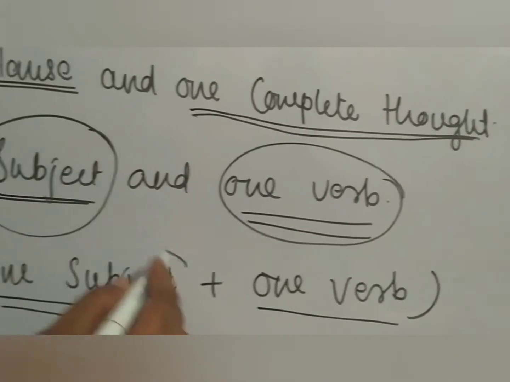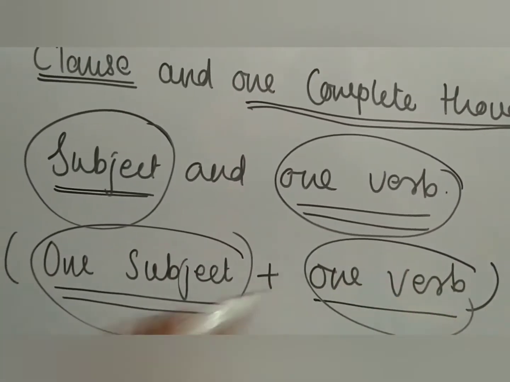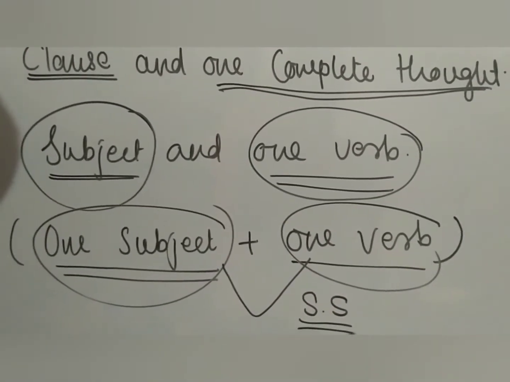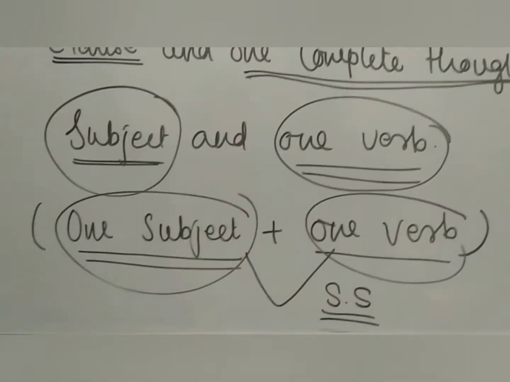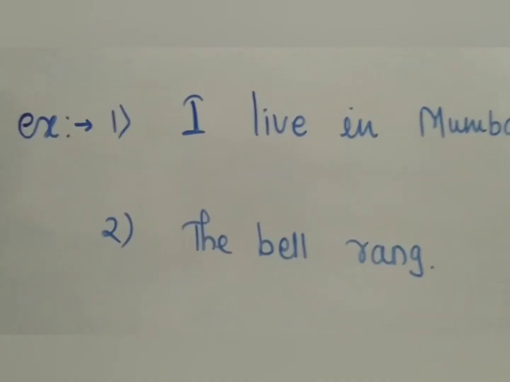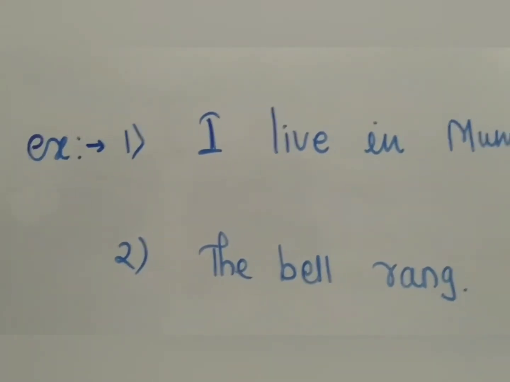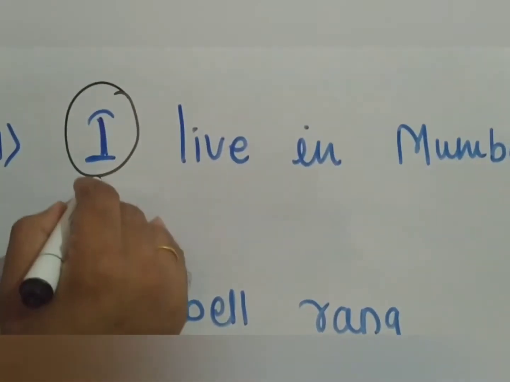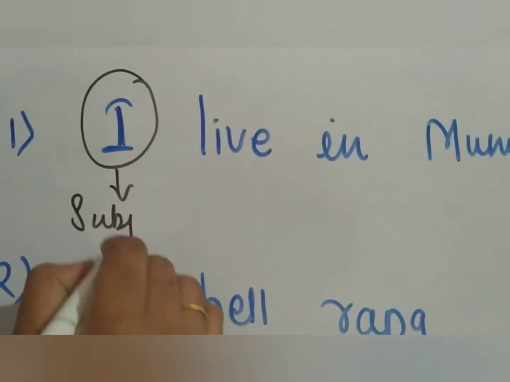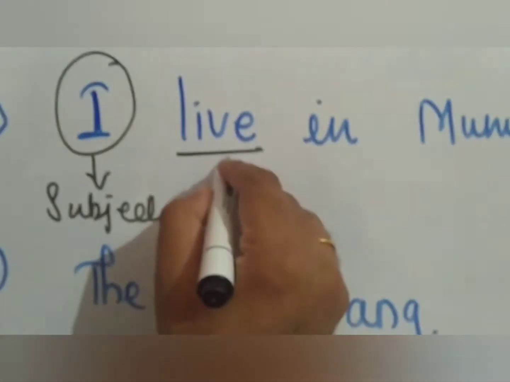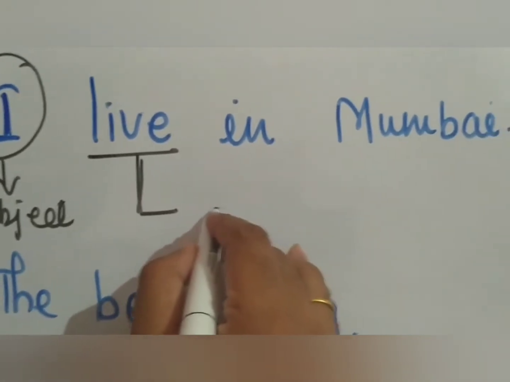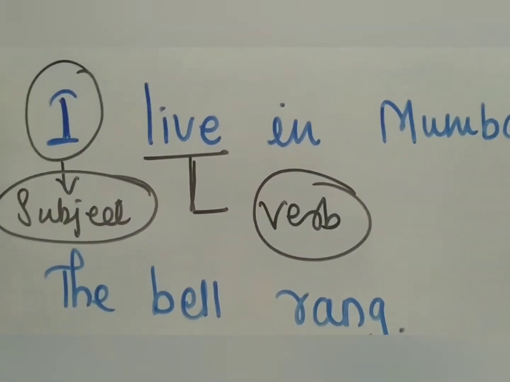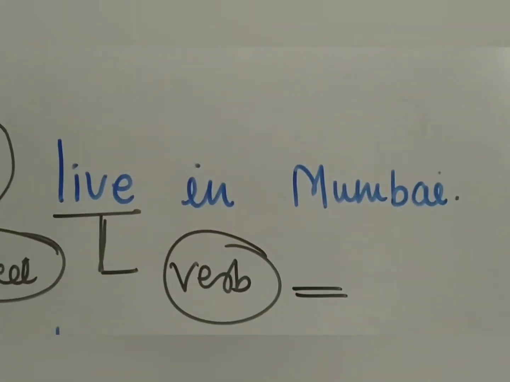One subject and one verb, we call it SS, simple sentence, like this. Okay, now see the examples. Friends, see some examples. I live in Mumbai. In this sentence, I is the subject and live is the verb. So one subject, one verb, it is called a simple sentence.